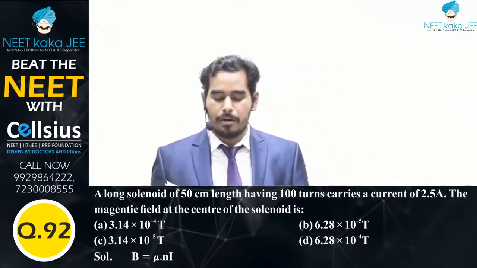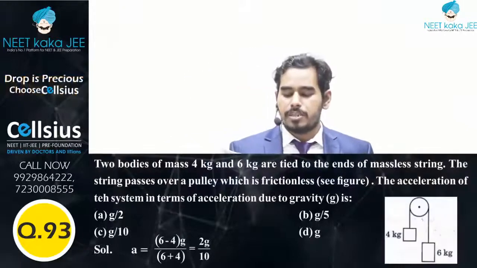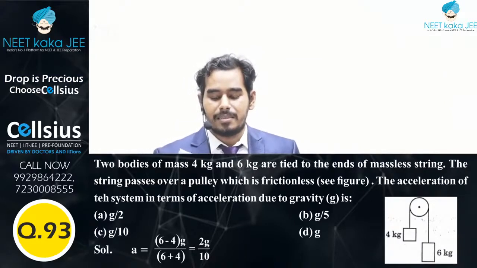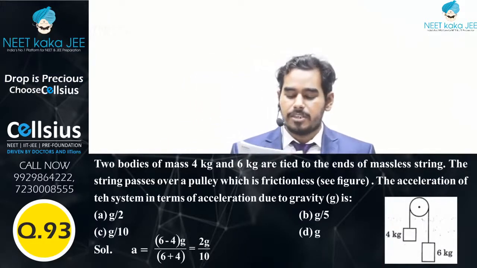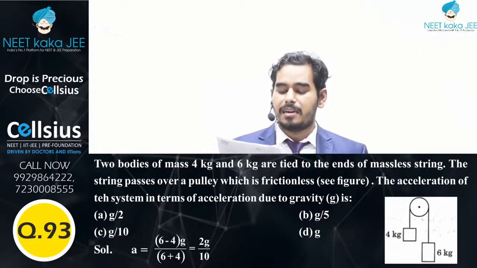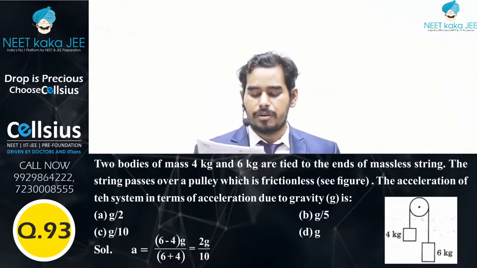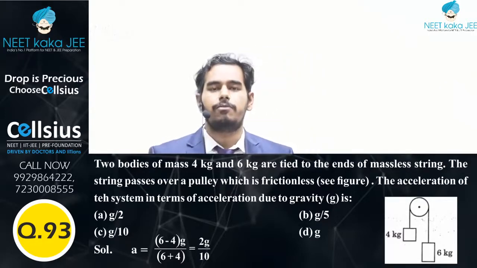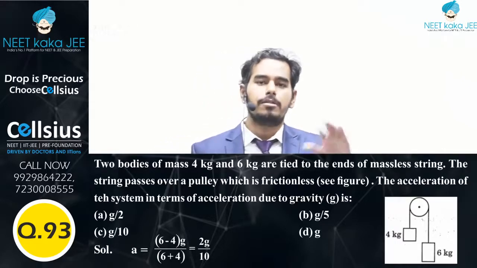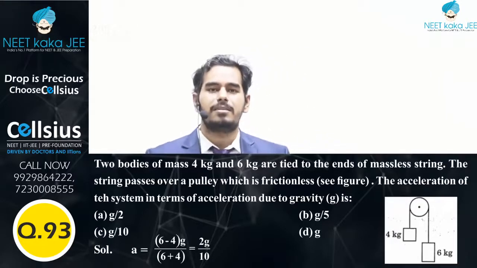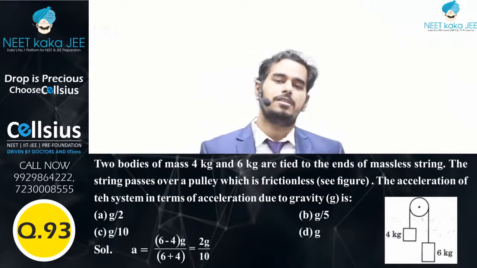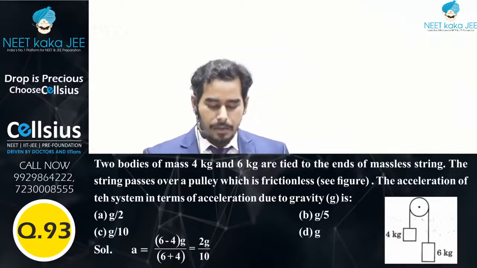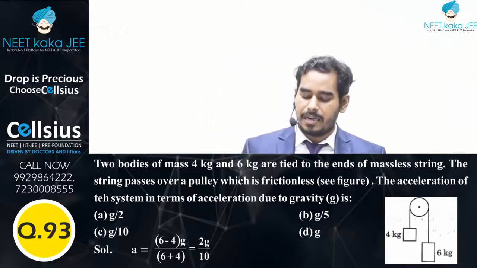Now let us go to the next question. Two bodies of mass 4 kg and 6 kg are tied to the ends of a massless string. The string passes over a frictionless pulley as shown in the figure. The acceleration of the system in terms of acceleration due to gravity. You already know the formula: net pulling force upon total mass. Net pulling force will be 6g minus 4g, because 6g is the weight on one side and 4g is the weight on the other side, upon the total mass of the system, which is 6 plus 4. So it is 2g by 10, which comes as g by 5. So g by 5 is the correct answer, and the correct option is B.